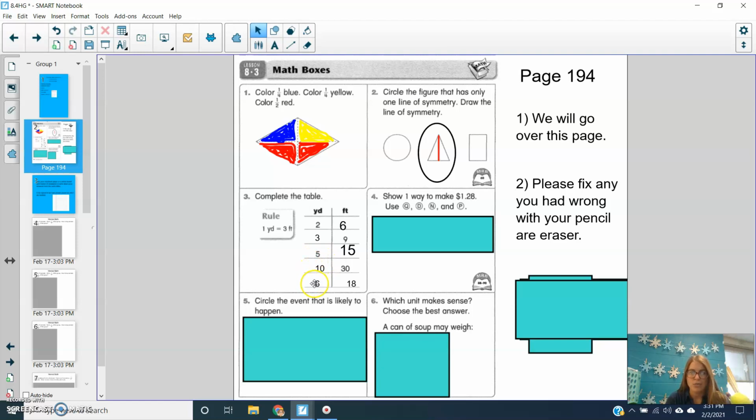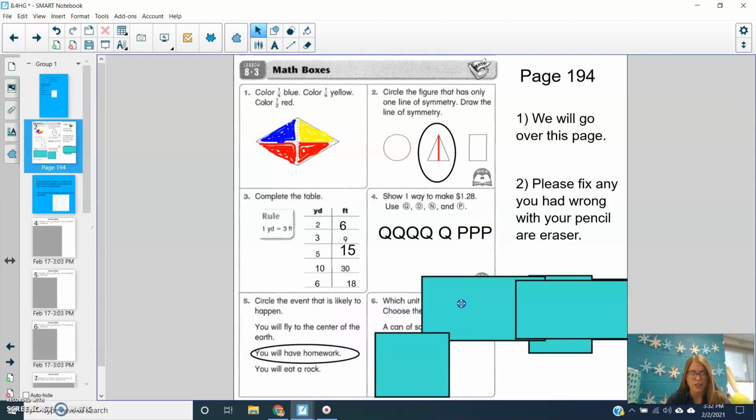And then for the last one, you could pick. So I put in 6 and multiplied by 3 to get 18. For question 4, show one way to make $1.28. So I have 4 quarters, which I know is $1, then 25 to bring me to $1.25, and then 3 pennies. So I would have 26, 27, and 28.